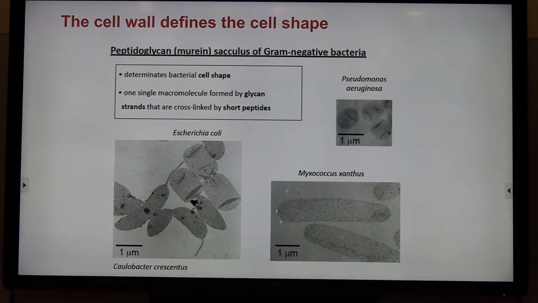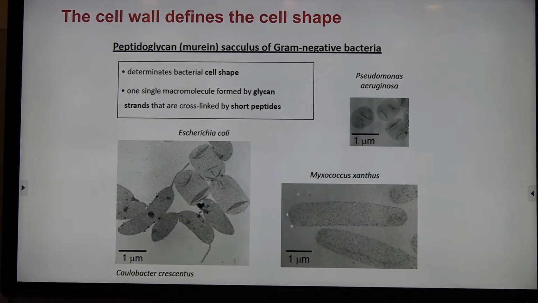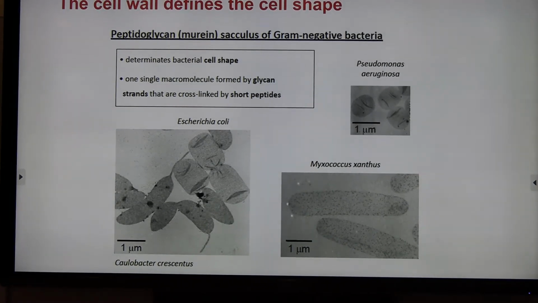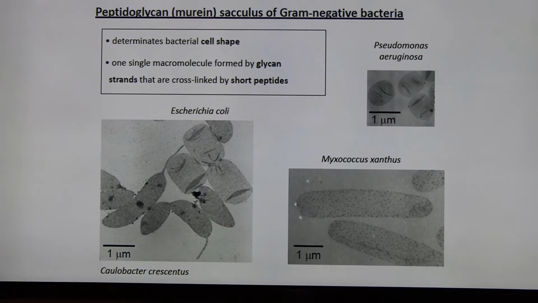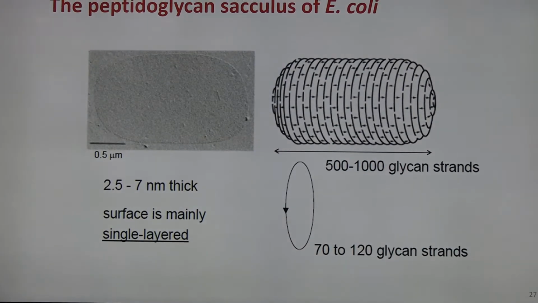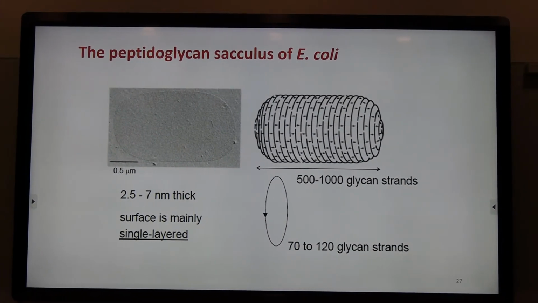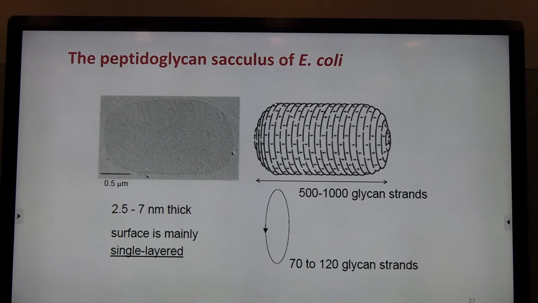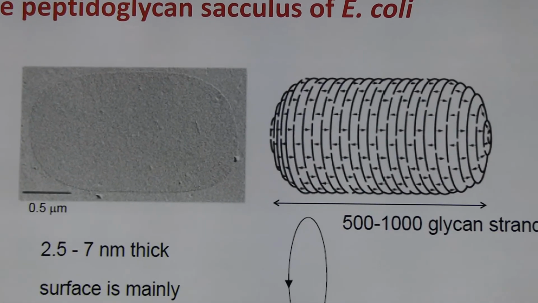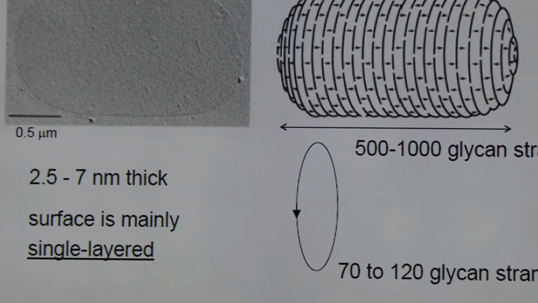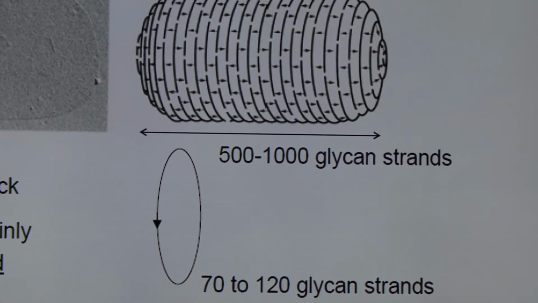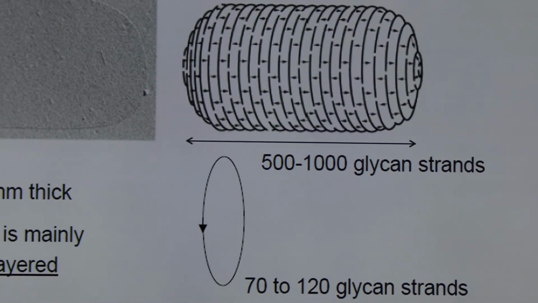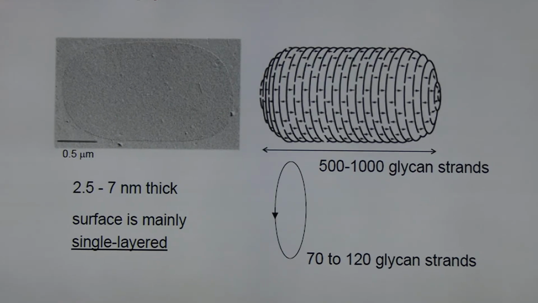Peptidoglycan consists of single macromolecule-forming glycan strands that are cross-linked by short peptides, as shown in the next slides. So an E. coli cell has 500 to 1,000 glycan strands on its long axis, while it has 70 to 120 glycan strands in their round surrounding cross sections. Of course, when a bacterial cell grows, the peptidoglycan also grows.